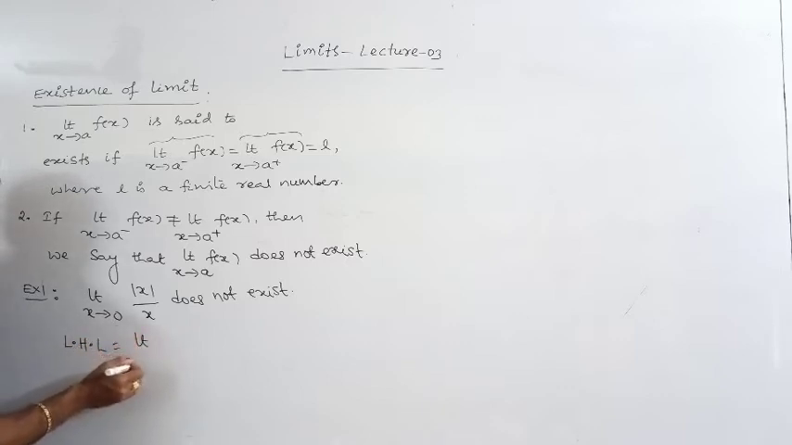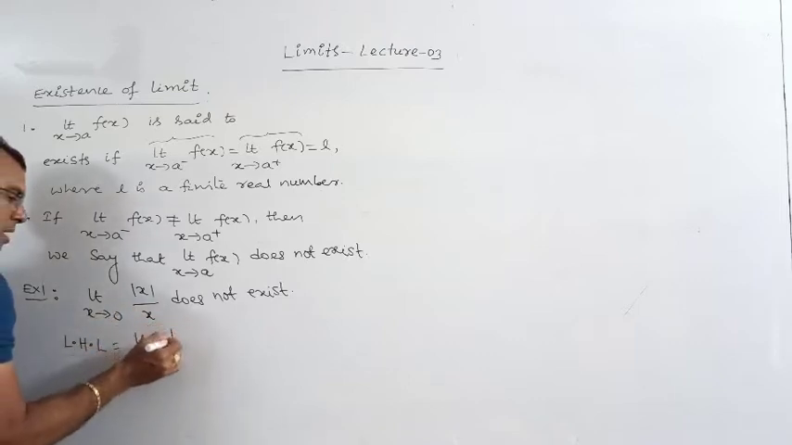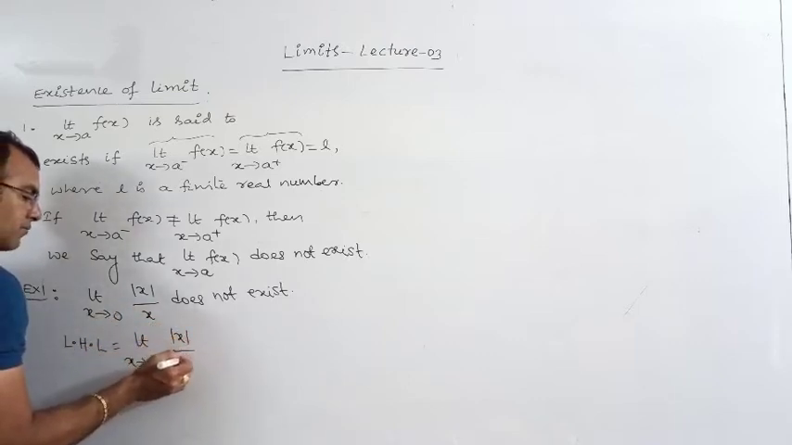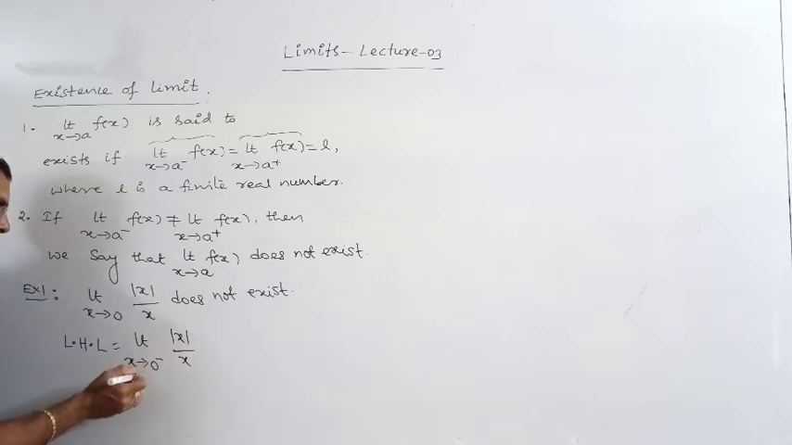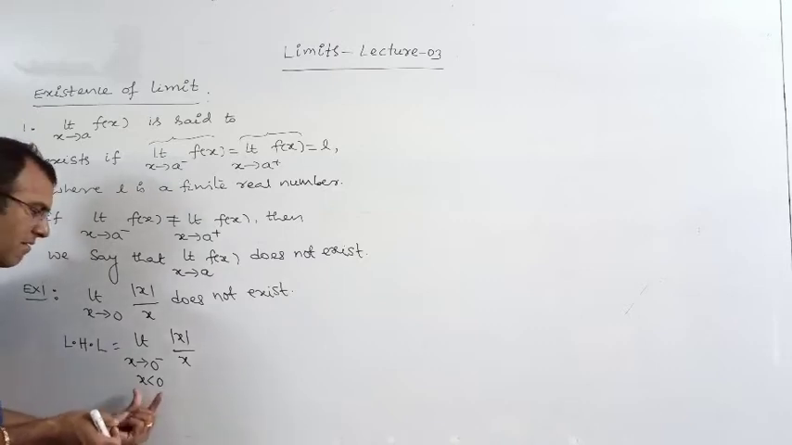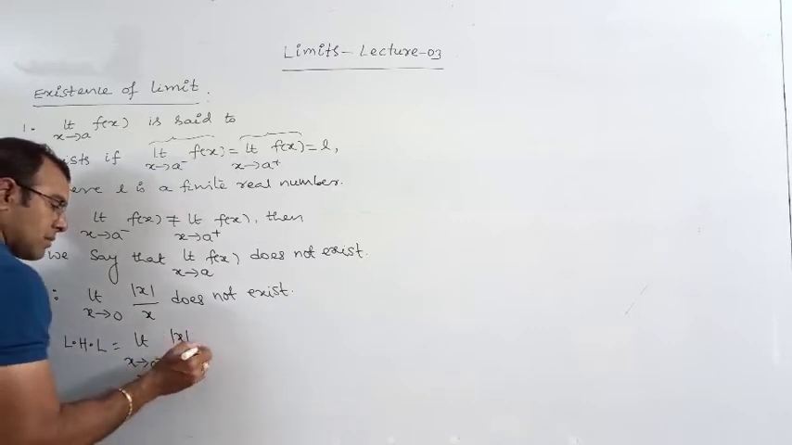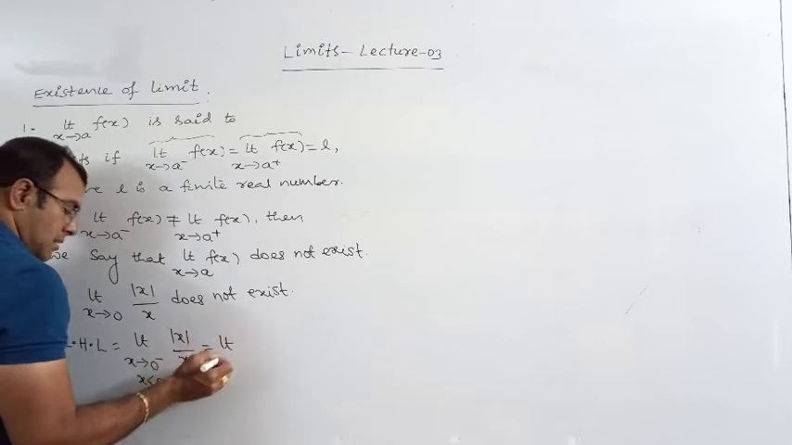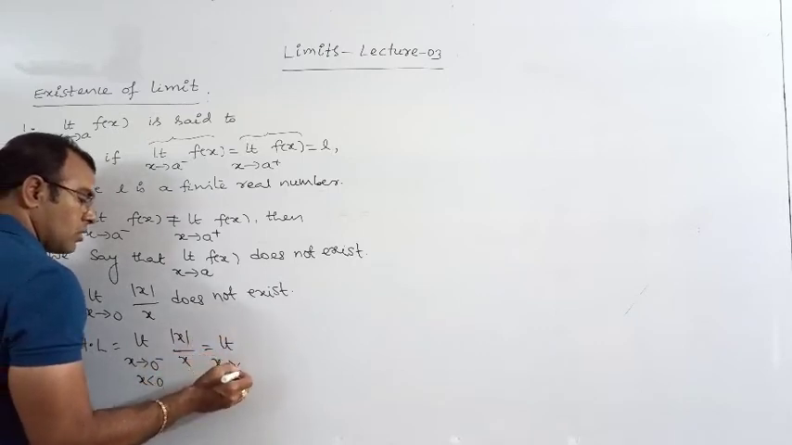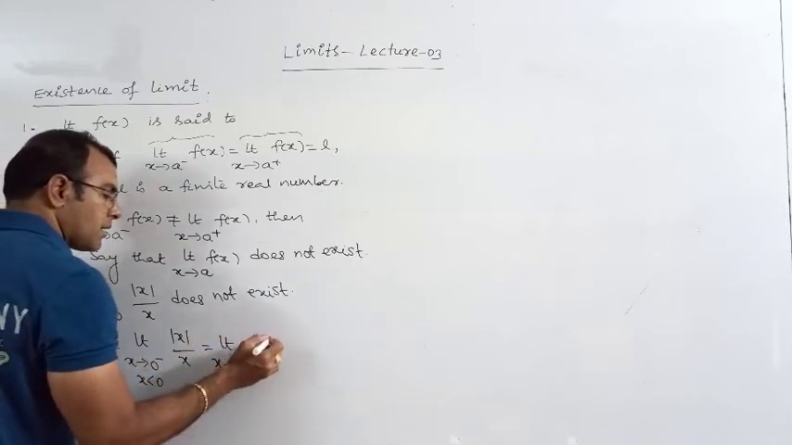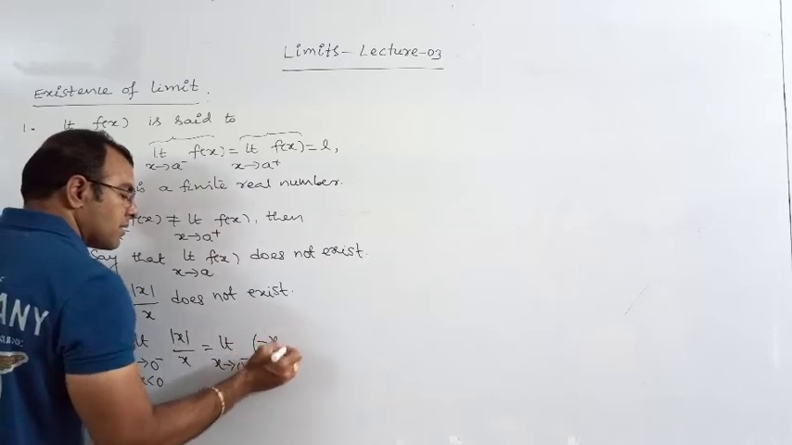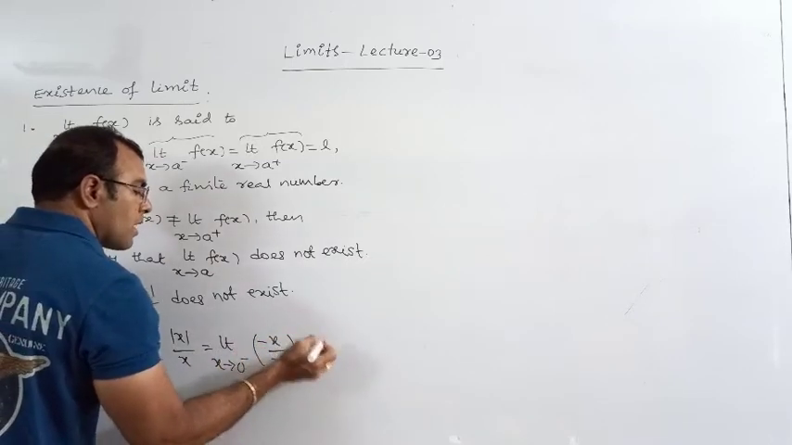Limit x tends to 0 minus, mod x by x. x tends to 0 minus means x takes values left side of 0. So here x is negative. When x is negative, mod x becomes minus x. So you will write minus x by x, that's equal to minus 1.